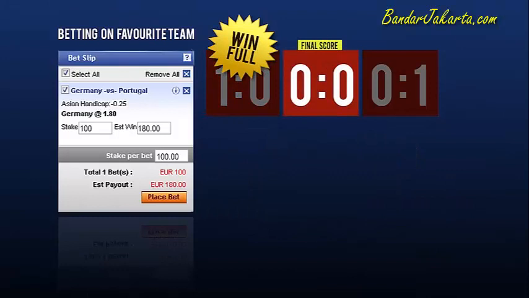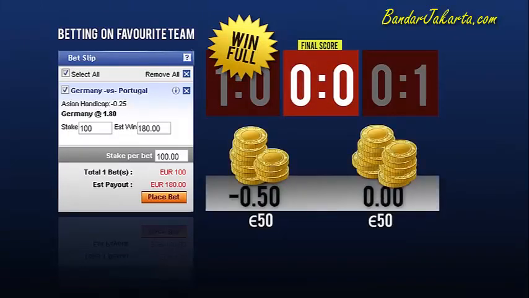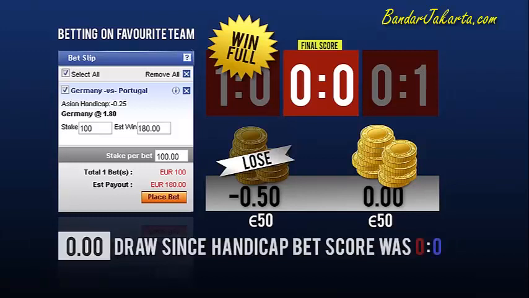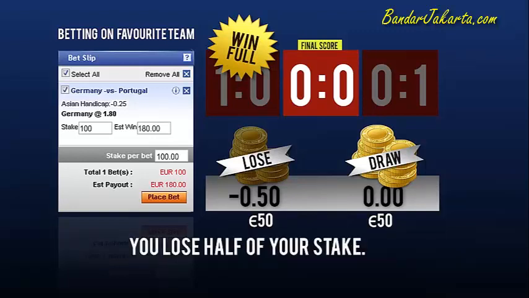If the final score ends with 0-0, you will lose the first bet with a handicap score of minus 0.5 against 0, and draw the second bet with a handicap score of 0-0, which means you will only lose half your stake of €50.